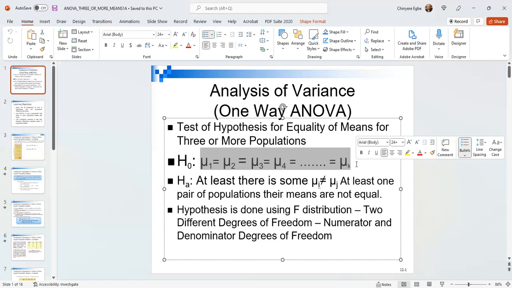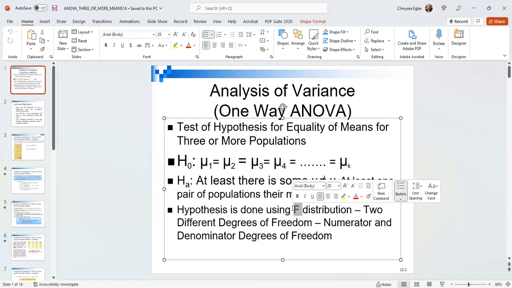Now, the difference is that instead of using the Z statistic to do the hypothesis testing in ANOVA, we use what we call the F distribution. I want to take time and truly describe the F distribution for you. In the F distribution, you have 2 degrees of freedom, a numerator degree of freedom and a denominator degree of freedom.